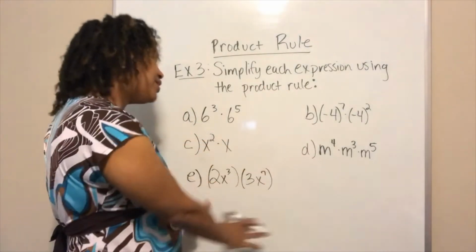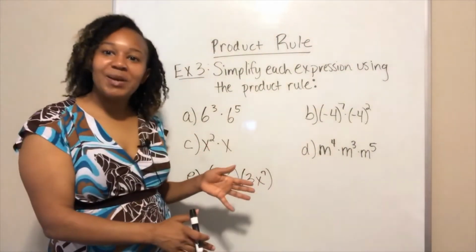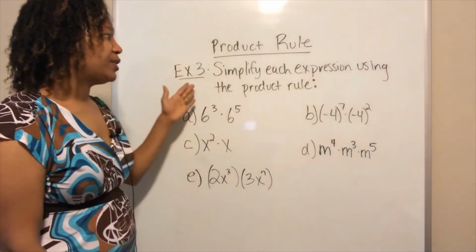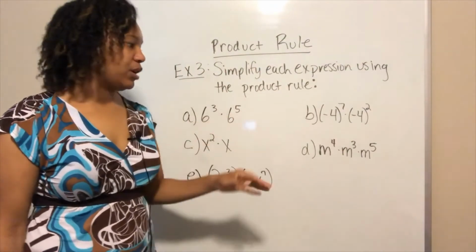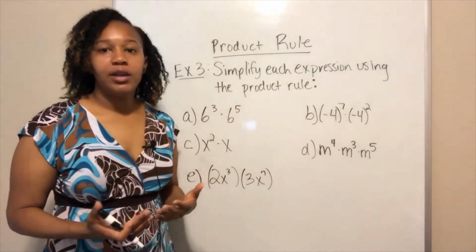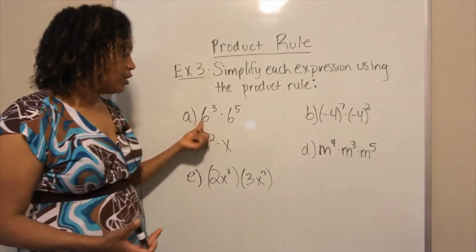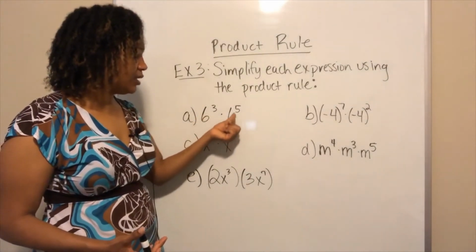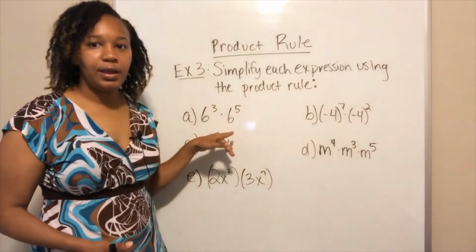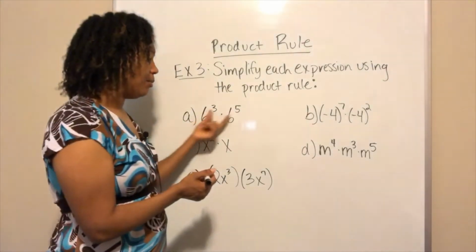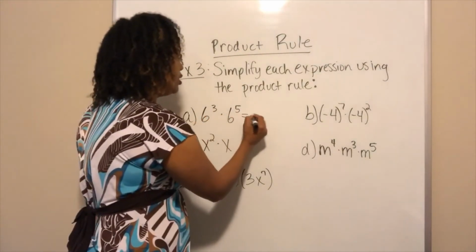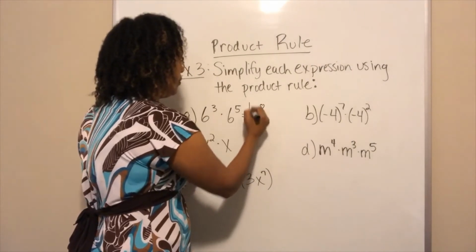Okay, this is the last example we're going to work for the product rule, and it has multiple parts. It's actually 5 different examples in one, because what we want to do is simplify each expression using the product rule. So we only want to simplify using the product rule. We don't have to work it out completely. For example, we're multiplying 6 to the 3rd times 6 to the 5th. Since my bases are the same, these two can be combined by adding the exponents. So this becomes 6 to the 8.